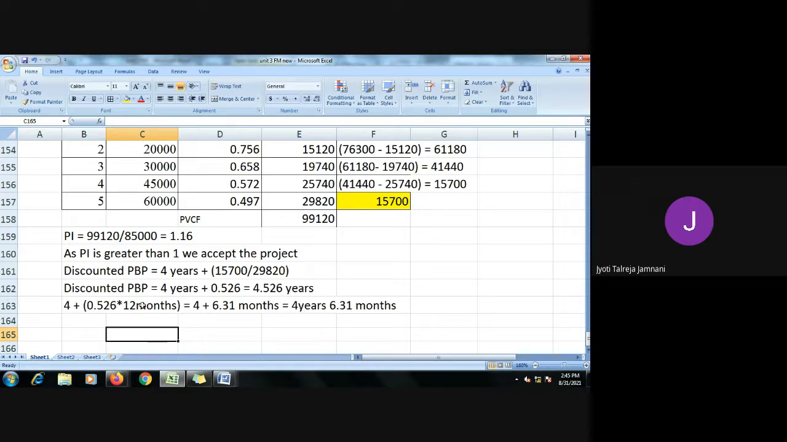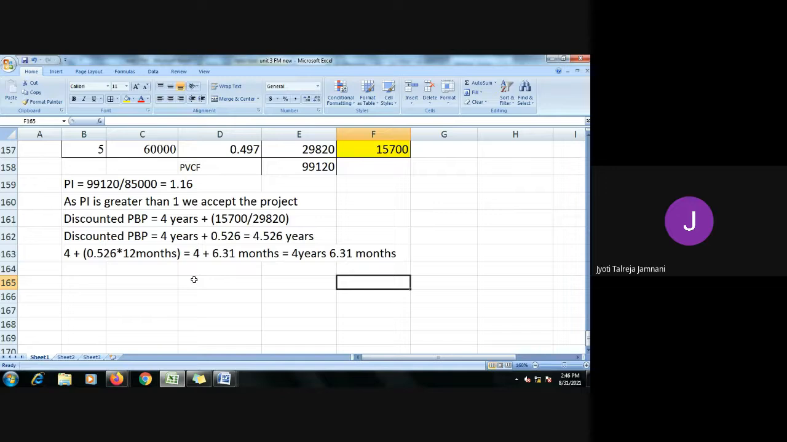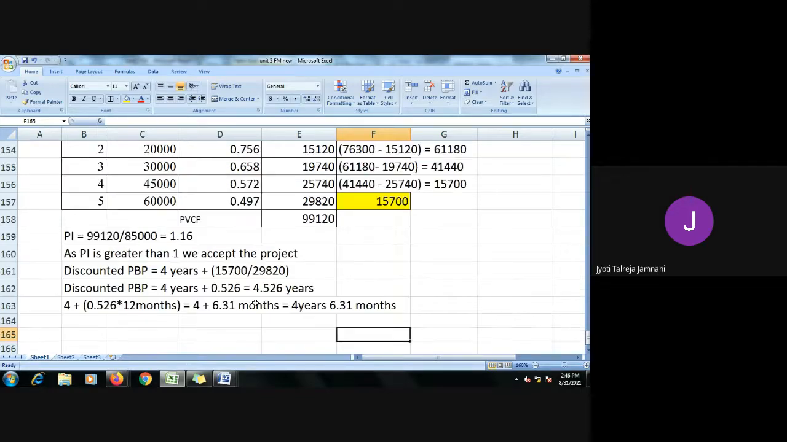If you want it in days, you can do 0.526 into 365 days. If you want it in weeks, you can do into 52 weeks. So this is how you can find. So now if you see, the company is able to recover its money in 4.5 years only. The last year full cash flow is not required. So it's recovering the investment within the life of the project, so we can accept the project. So payback period tells you how much time it will take for a project to recover its investment. So this was about discounted payback period.